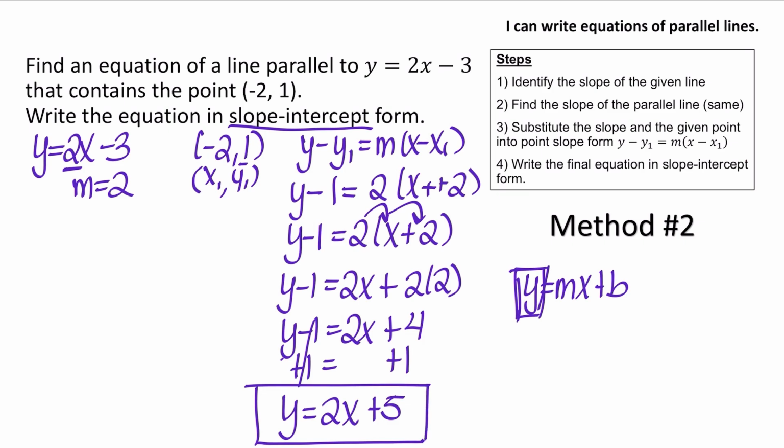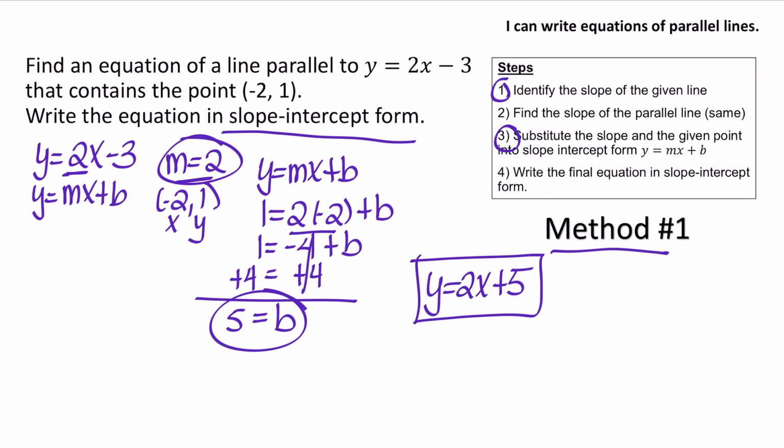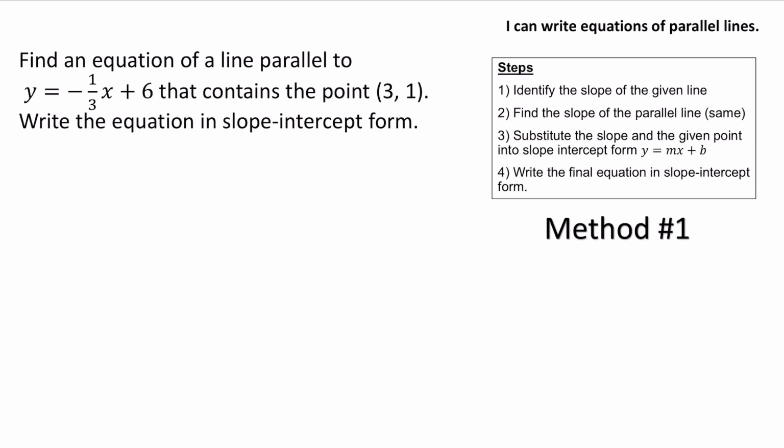So once again, I'd like to point out to you that no matter how you do this problem, you end up with the same equation. Okay, so either method 1 or method 2, whichever way makes the most sense for you. So now let's write the equation of a line parallel to y equals negative 1/3 x plus 6 that contains the point 3, 1, and let's write the equation in slope-intercept form.